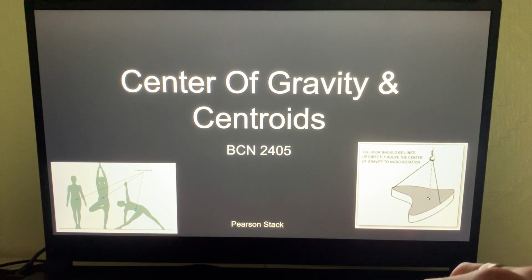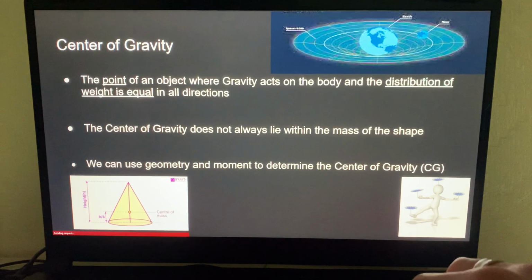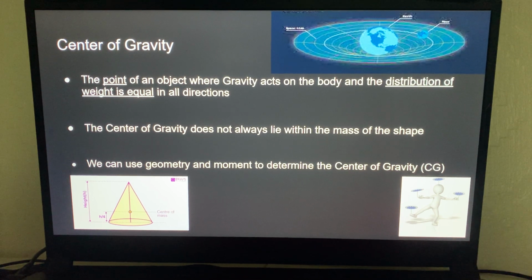Today I'm going to be talking about the center of gravity and centroids. The center of gravity. This is the point of an object where gravity acts on the body and the distribution of weight is equal in all directions. The center of gravity does not always lie within the mass of the shape. We can use geometry and moment to determine the center of gravity.